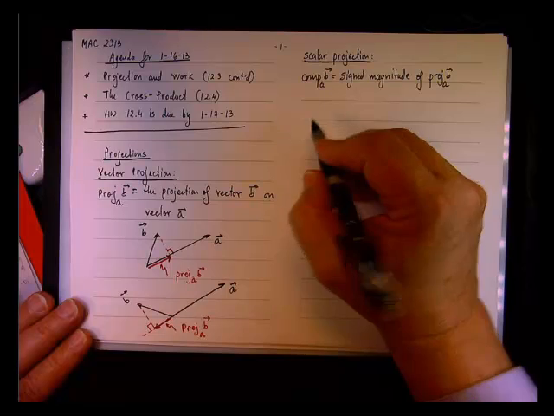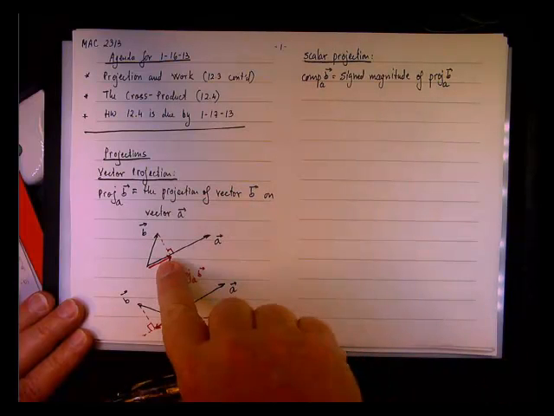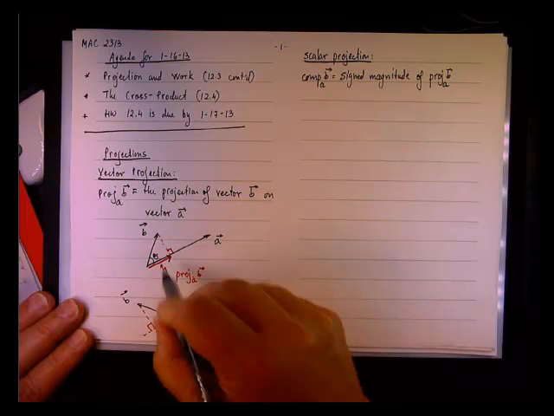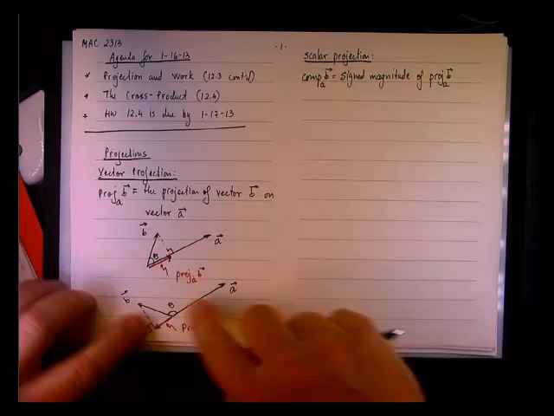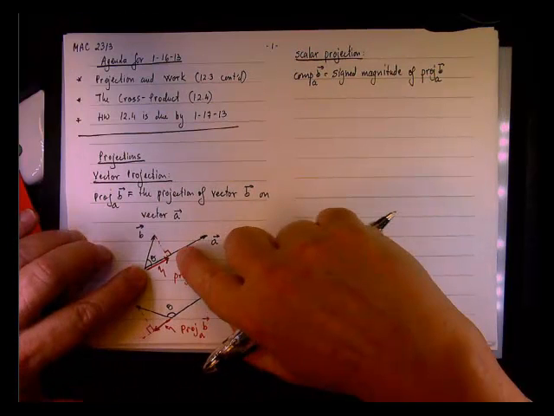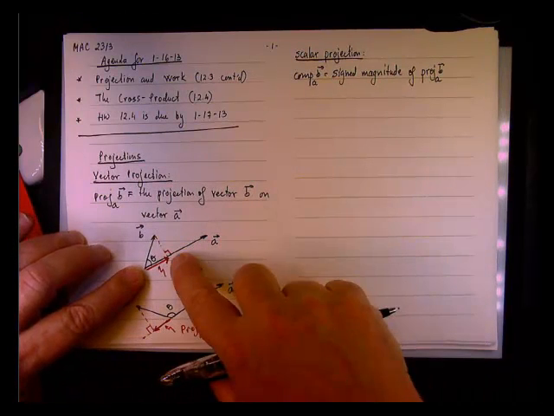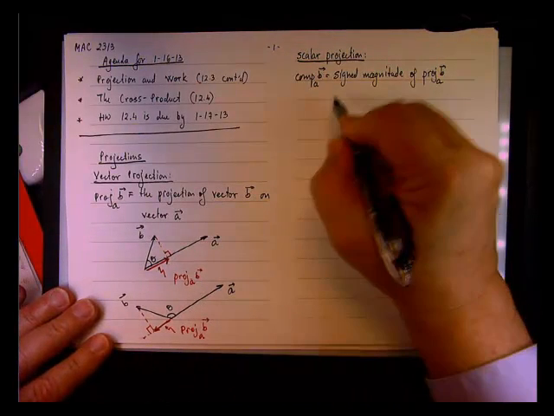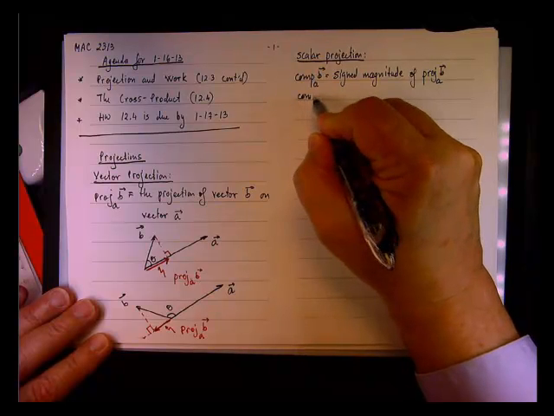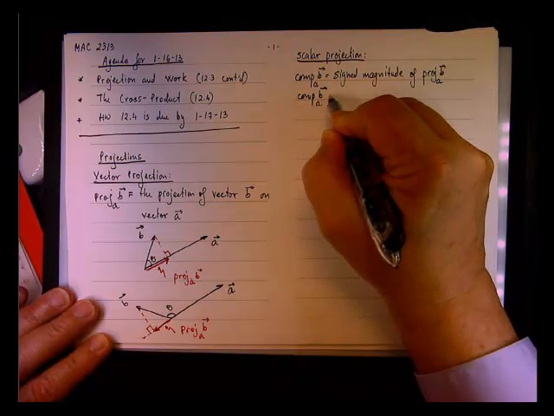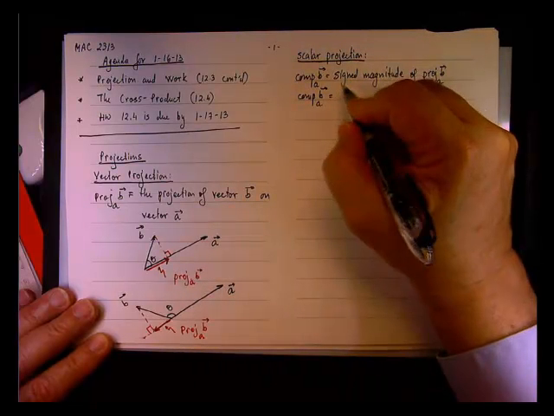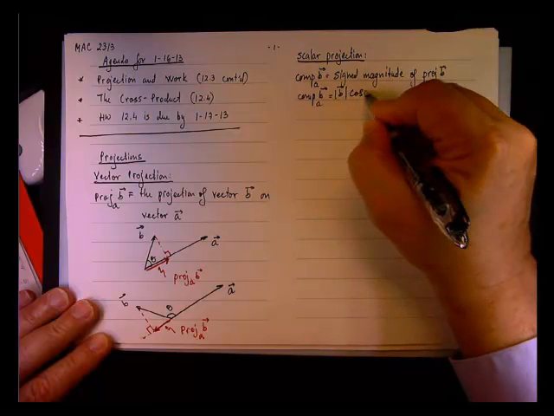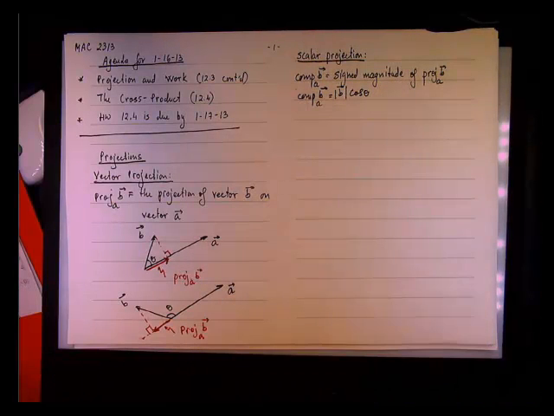To calculate the scalar projection, we have a formula for it, and you can see from this picture that if this is theta, the angle between the two vectors, then the magnitude of the projection is simply B cosine theta. So we're going to say that comp B on A is simply the magnitude of B times cosine theta.